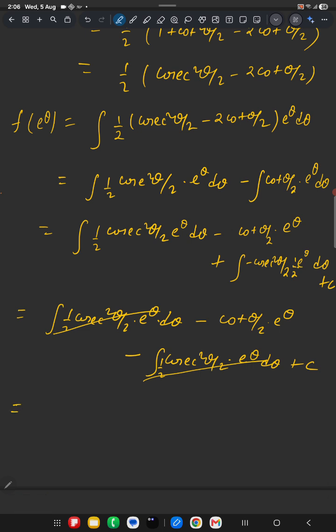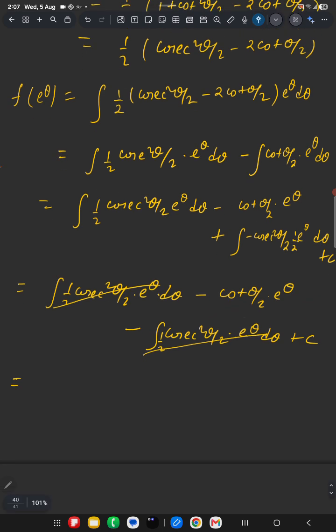It is also the formula that the integration of e^x within bracket f(x) plus f'(x) dx will give you the answer as e^x into f(x) plus c. Here, this is the differentiation of this function. So when you have a combination like e to the power x and f(x) plus f'(x), the answer will be e to the power x into f(x) plus c. I have shown the whole in detail, so no need to worry about that.